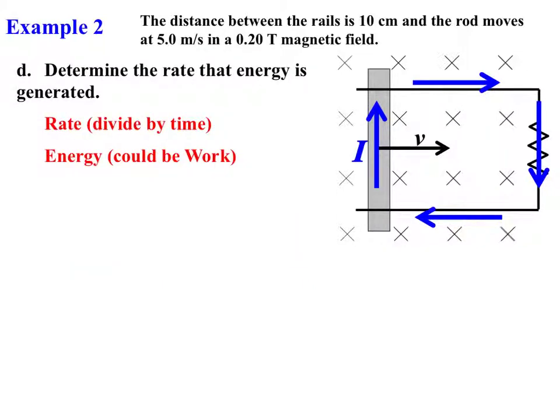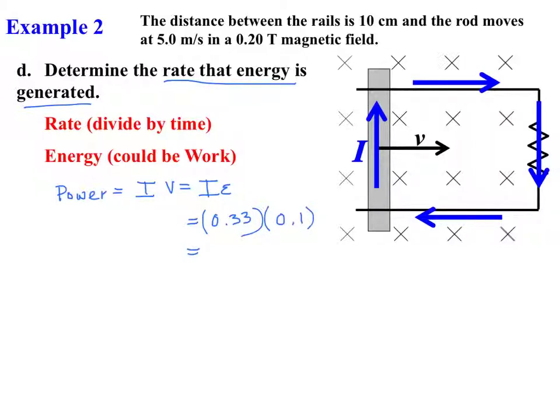Here we're asked to determine the rate that energy is generated. Again, that's another way to say power. So if we now know what our current is and we know what our voltage or EMF is, then our current, which is 0.33, times our EMF, which was 0.1, gives us our power, which is 0.033 watts.